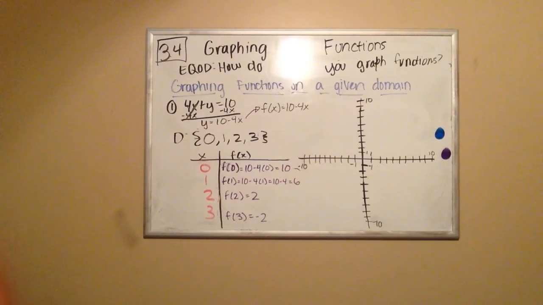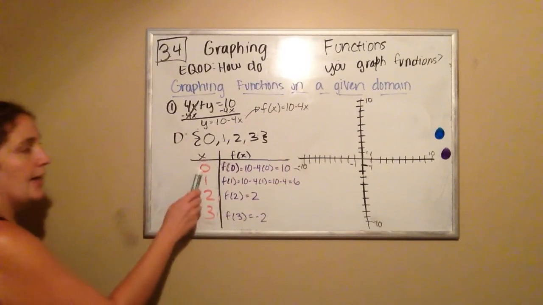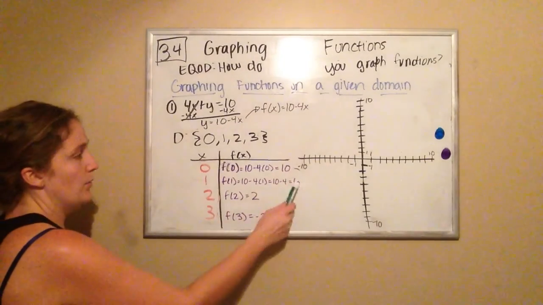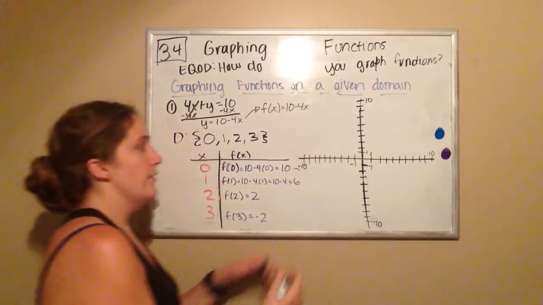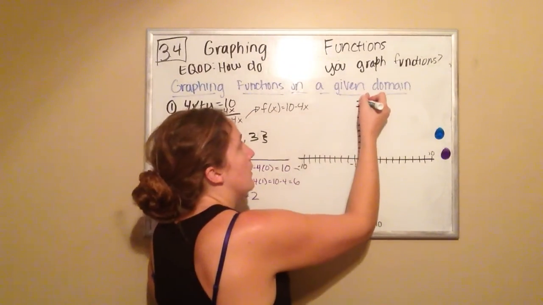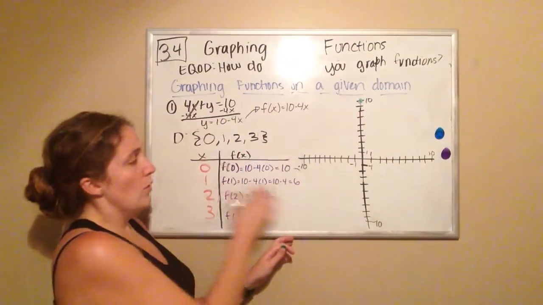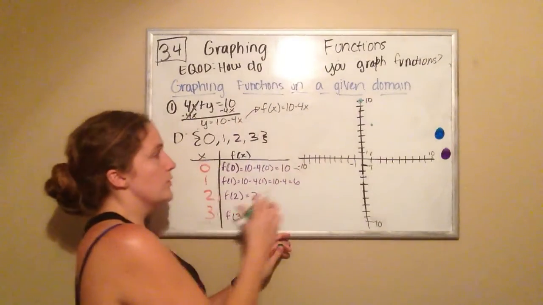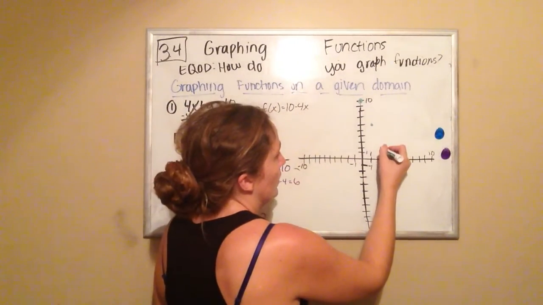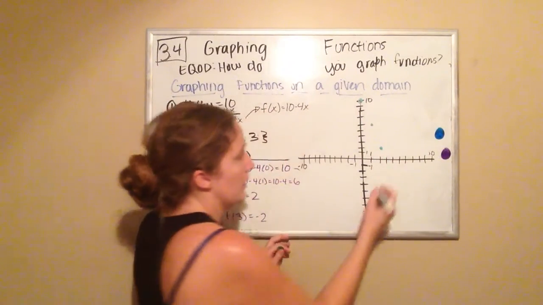Alright, let's graph these. So we now have xy, xy, xy, xy. We've got 4 xy points. We've got 0, 10, cool, 1, 6, 2, 2, and 3, negative 2.